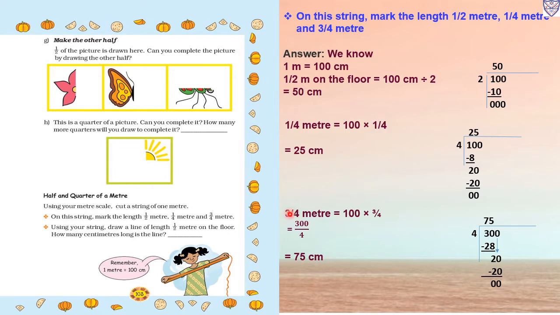Then we have to mark 3/4 meter of the 100 centimeters. So 100 divided by 3 upon 4. First we will multiply 100 by 3, we will get 300, divided by 4. So that is 75 centimeters.